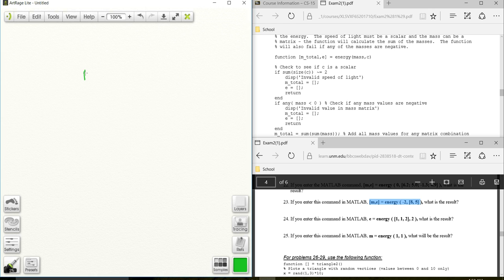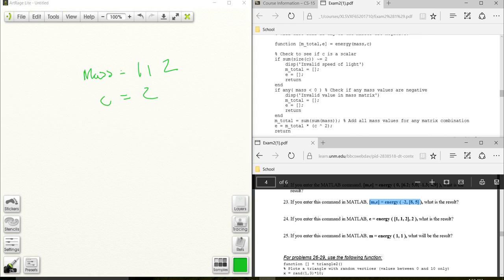We have mass equaling 112. We have C equaling 2. These two if statements are going to be okay. And so we come down here and we hit up M total and E.